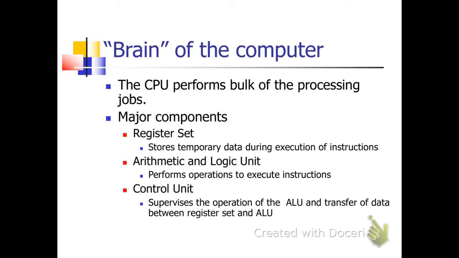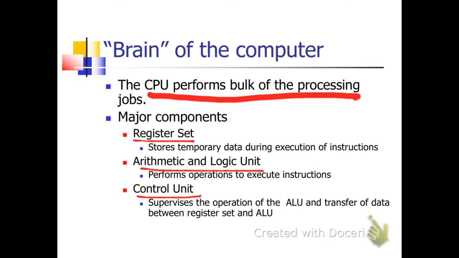The CPU is known as the brain of the computer. Why? Because the bulk of the processing jobs that the computer does is performed by the CPU. And in order to do this, it needs certain components. So we have three components here. And what are these three components? We have the register set, the arithmetic and logic unit, and the control unit. So let's see what each of these means.